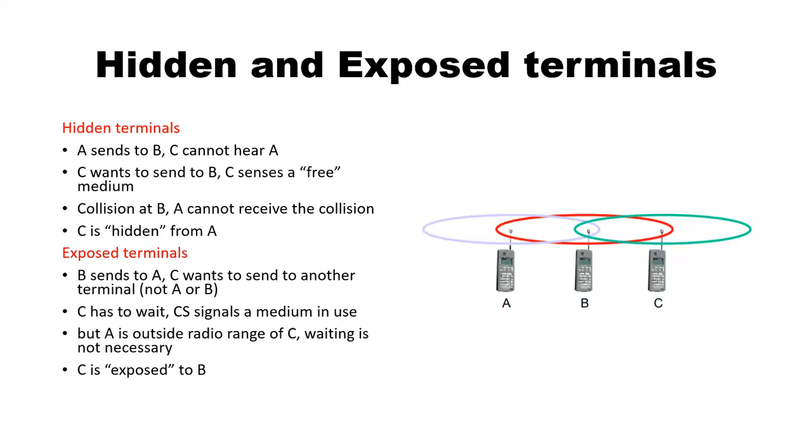So unnecessarily here C goes into a waiting state because B is sending data meant for A, which goes in the opposite direction, whereas C wants to send data to some other terminal which is neither B nor A. Even if it sends the data, there will not be any chance of collision. Just because C is within B's range, C has to wait. So this problem is called C is exposed to B.